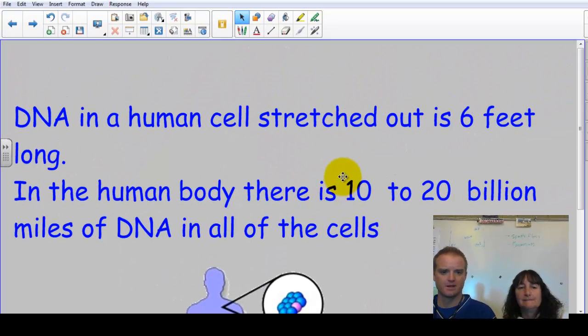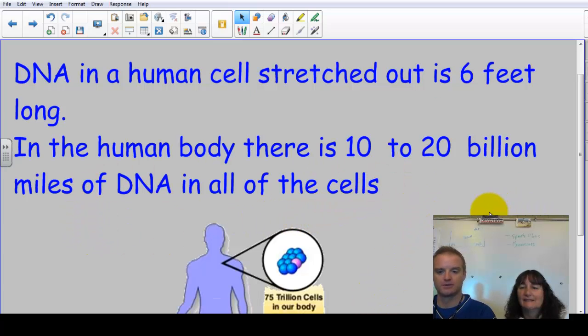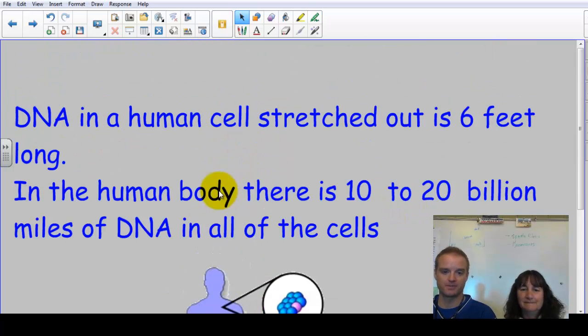I thought this was kind of cool too. Think about all the DNA in just one of your cells, like the cheek cells we looked at a few weeks ago. If we were to take out all that DNA from the nucleus, it would stretch out 6 feet long, and that's just one little cell. In the human body, there are 10 to 20 billion miles of DNA in all the cells. We could go out to the sun and back a few times just based on the DNA in your body. The amount of information packed into that cell is really crazy to think about.